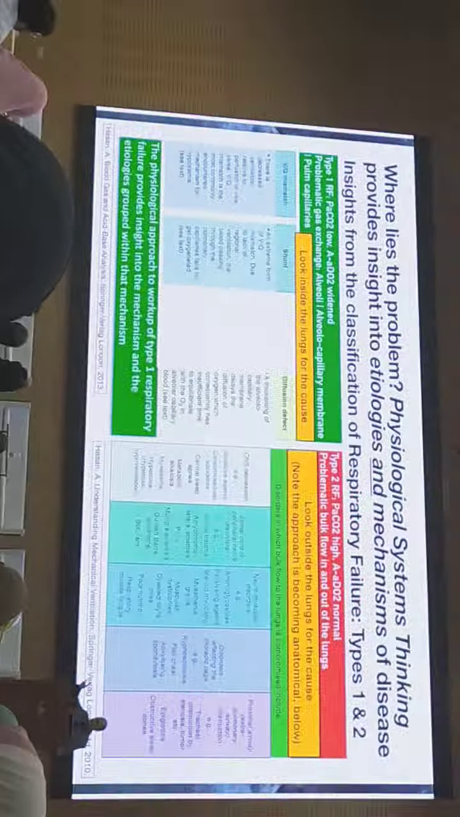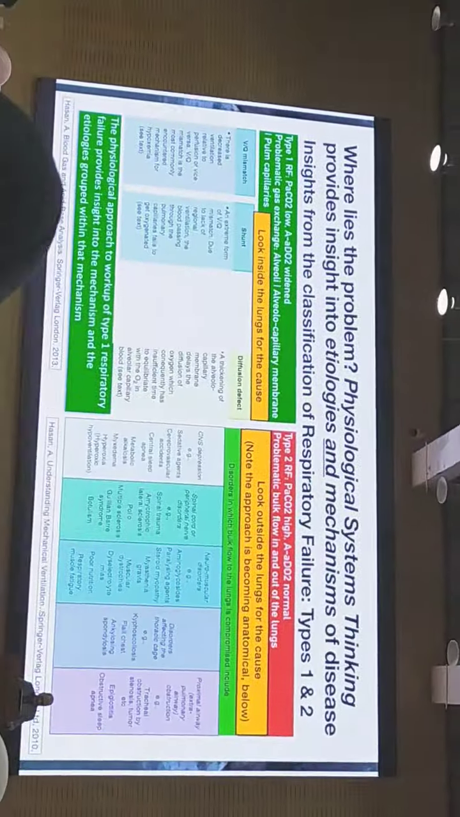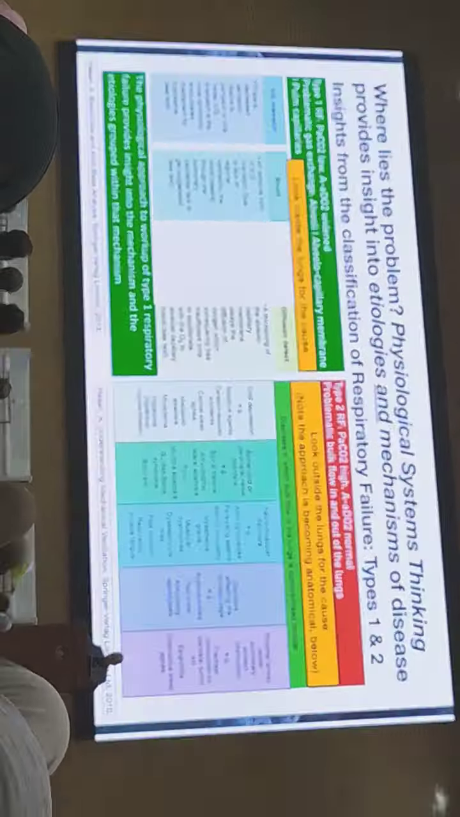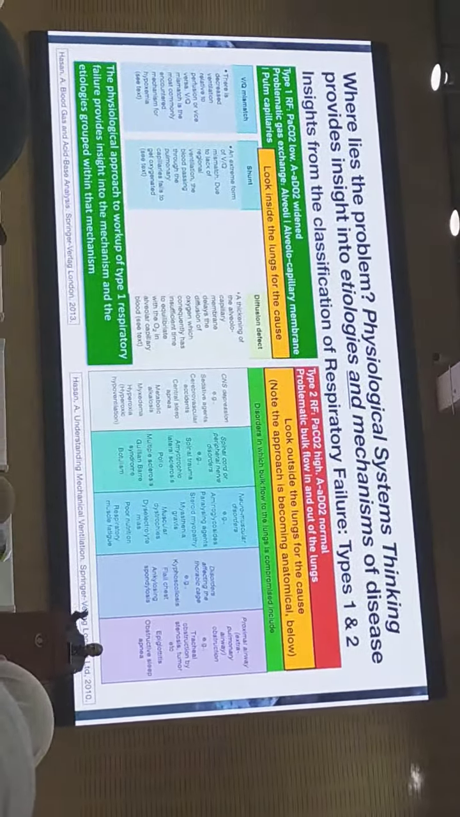I know many people here are not respiratory physicians, but I have to take it for granted that if you have something called type 1 respiratory failure, where your oxygen level is low, or you have type 2 respiratory failure, where your oxygen level is low but your carbon dioxide is also high, you have these two different types of failure. In type 1 respiratory failure, when the oxygen level is low, the problem is inside your lungs.